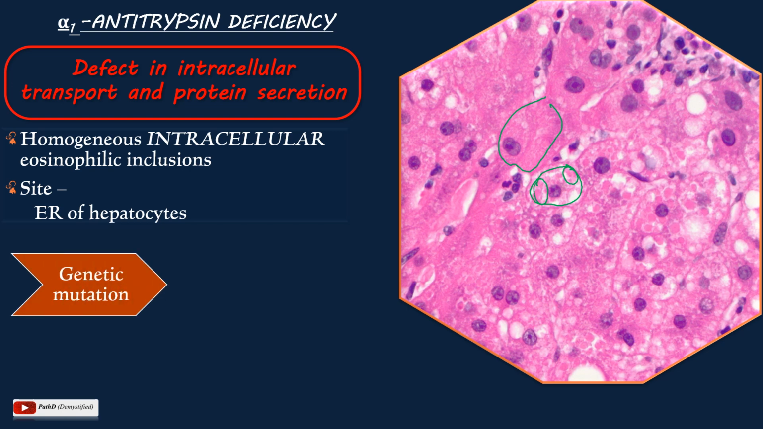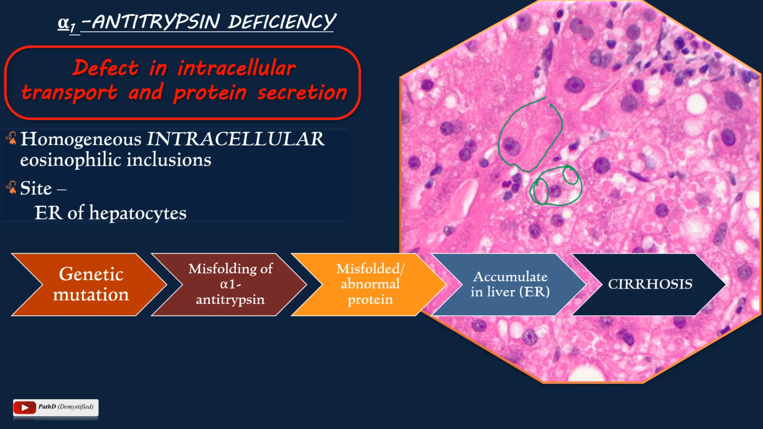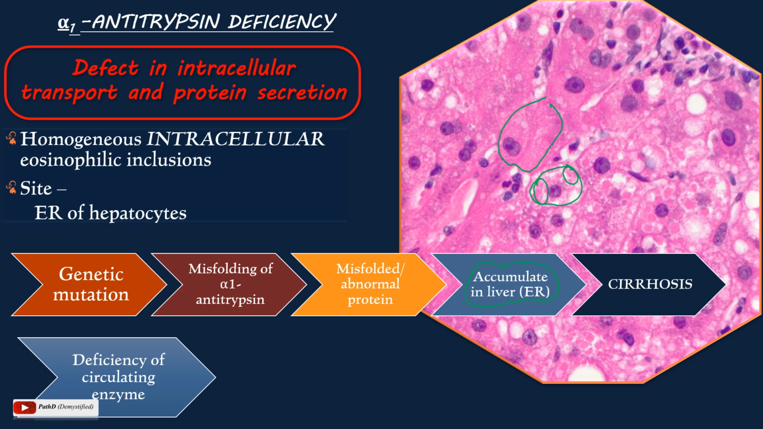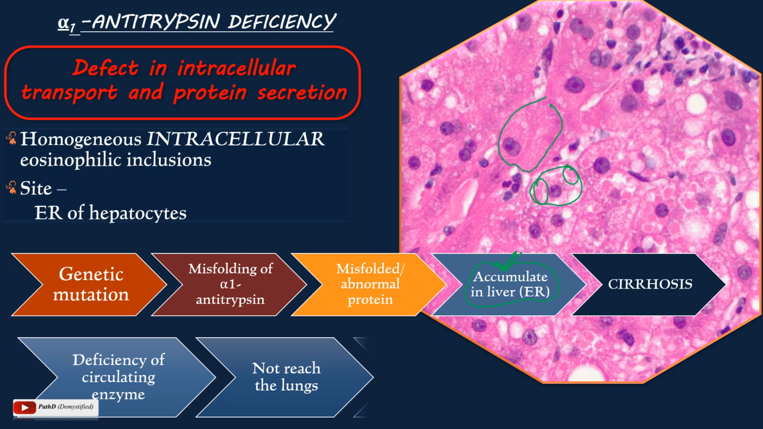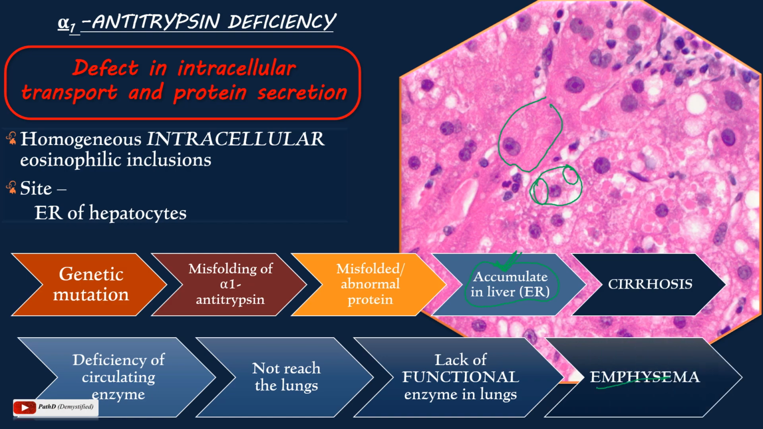Now, why is it happening? Because of a genetic mutation, there is misfolding of the enzyme alpha-1 antitrypsin. When this enzyme is misfolded, it leads to formation of abnormal proteins, and these proteins tend to accumulate in the liver and cause cirrhosis. Since these proteins are accumulated in the liver, it means that they are not going into the circulation. Alpha-1 antitrypsin is an enzyme which is needed by the lungs to perform certain functions, but because it is getting accumulated in the liver in case of misfolding, there is deficiency of the circulating enzyme. Therefore, the enzyme is not reaching the lungs where it is functionally needed, and therefore in the lungs these patients usually develop emphysema.